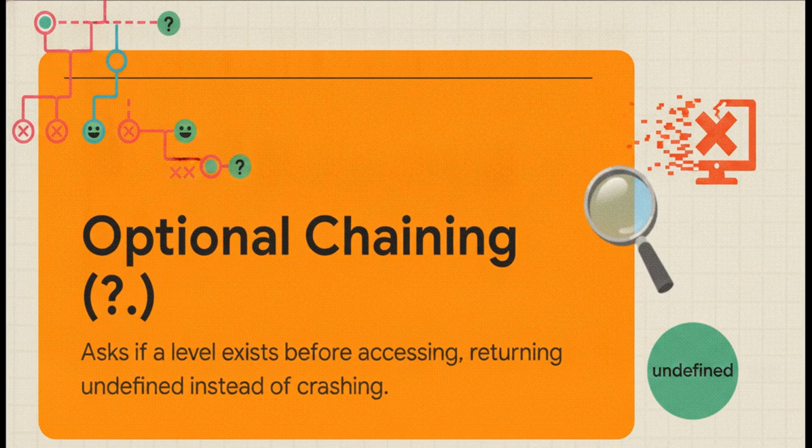If you ask for a character's origin name, and that specific character doesn't happen to have an origin field in the database, plain dot notation crashes your whole app. Optional chaining safely navigates these nested JSON trees by literally asking, hey, does this level exist, at each step. If a field is missing, it simply and safely returns undefined rather than throwing a fatal error.